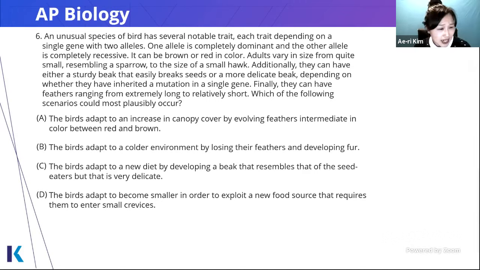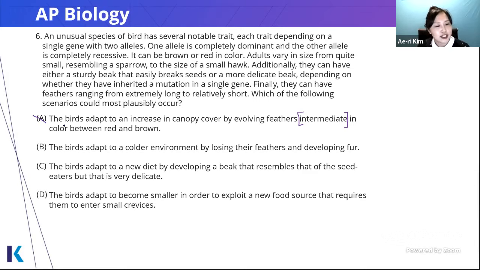A, the birds adapt to an increase in canopy cover by evolving feathers intermediate in color between red and brown. Now, the first part, I guess you could evolve feathers, but this word intermediate makes me take pause. We have complete dominance and complete recessiveness. Intermediacy is not something that is supported by the question stem. A is out. Let's get rid of that one.